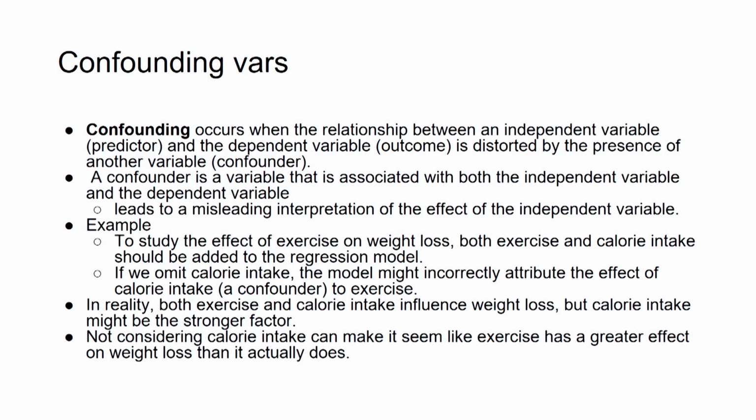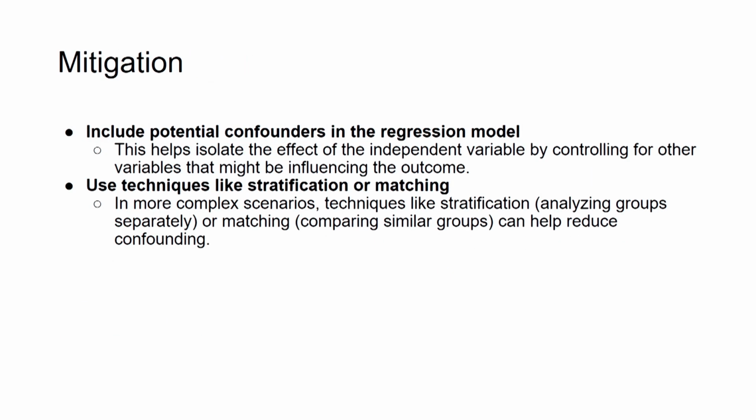And then we have seen what confounding variables are, how to find out their effects, and how to mitigate them. If there are confounding variables, then we can use a technique like stratification or matching. In this case we divide the data set into two separate groups, and these groups are comparing similar groups.